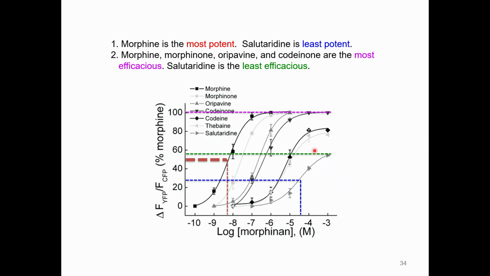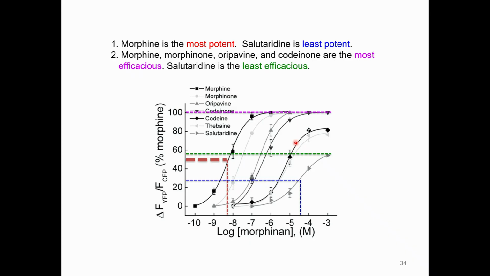Salutaridine is the least potent because the curve is further to the right. The EC50 is further to the right. But in terms of efficacy, it's kind of interesting. All 4 of these drugs, the first 4, are equally efficacious. These ones over here have intermediate efficacy. That's codeine and thebaine. And this one here is the least efficacious, the salutaridine.